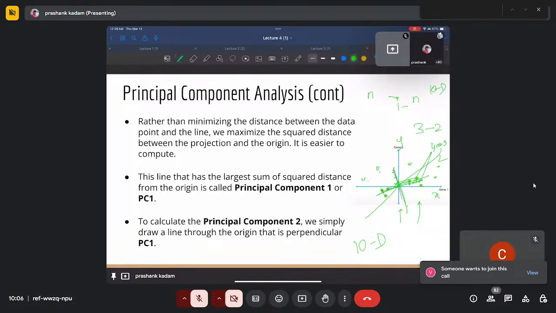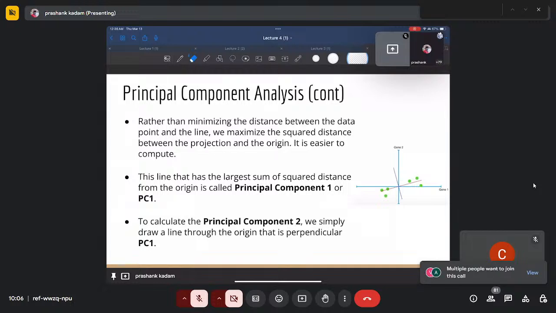So let's move to how we are fitting that line, right? That also we need to understand. It's not linear regression that is happening here. Rather than minimizing the distance between the data point and the line, in order to fit this line, we are maximizing the squared distance between the projection and the origin, right?